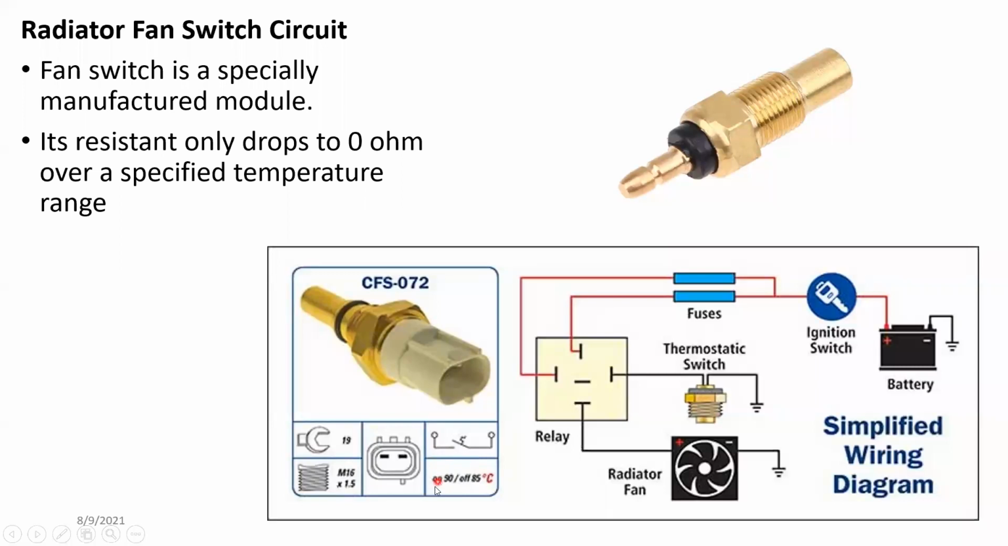You can see here there are two pins. This one has only one pin. Both are available. In these two pins, the operating range is given here, right? There's on and off: on at 90 degrees Celsius and off at 85 degrees Celsius. So at 85 degrees Celsius, the engine fan will turn off, but if it goes over 90 degrees, it will turn on. That's what it actually means.